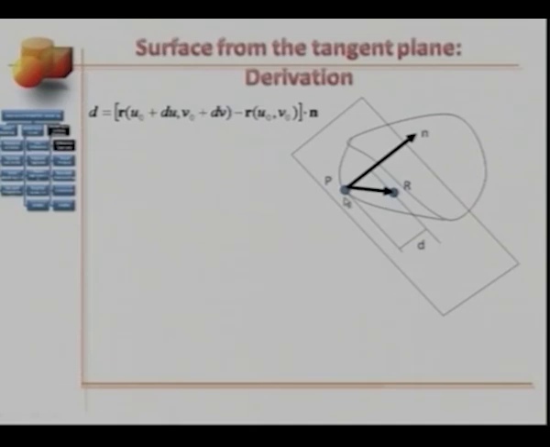So if at P the position vector is r(u0, v0), which is this point here, and if at R the position vector is r(u0 plus du, v0 plus dv), then PR is given by the position vector of R minus the position vector of P. D is the projection of PR on this normal. So D is the dot product between PR and N.